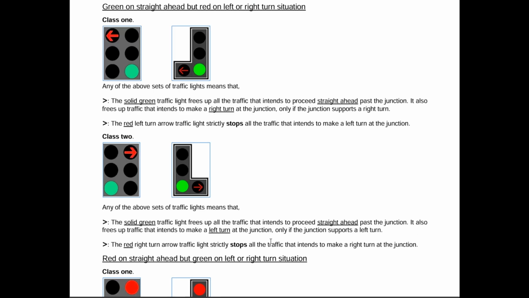Alright, our viewers, we now move on to the next type of situation that you could run into, where we have the green on straight ahead but red on left or right turn situation. Just like the previous situation, we are going to divide this situation into two classes. We are going to look at class 1, where we have a solid green color traffic light and a left turn arrow traffic light as illustrated here. Now in this case, if you are a motorist at the junction and you are turning left, do not proceed.